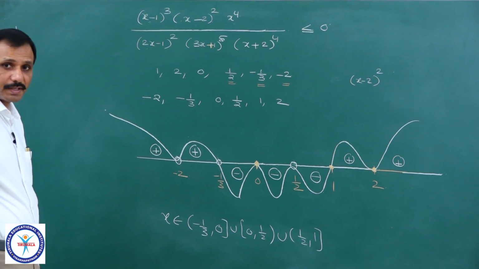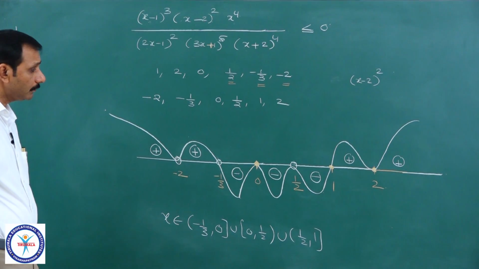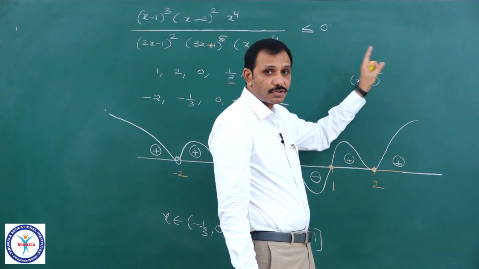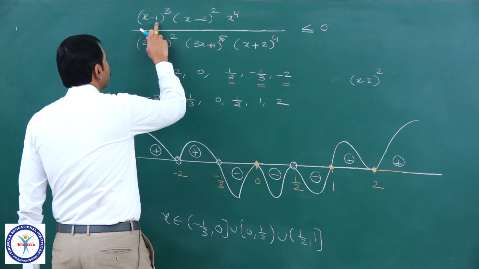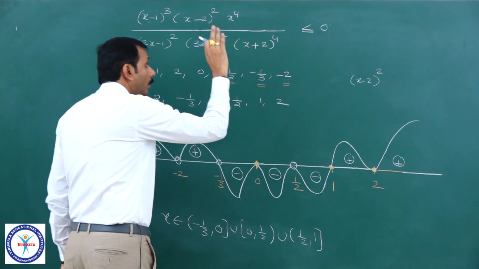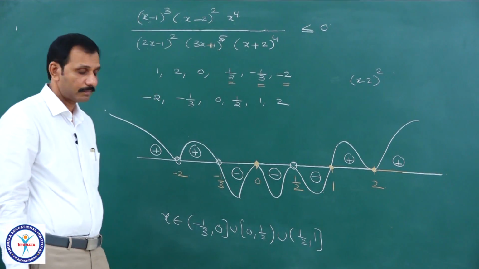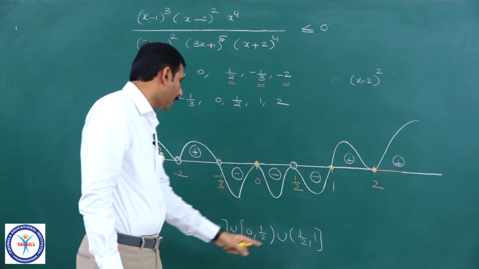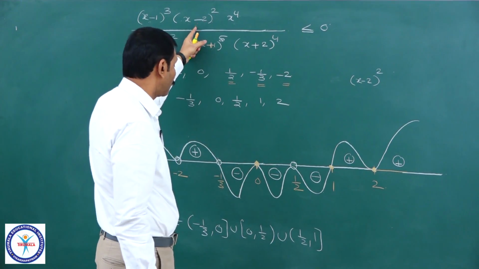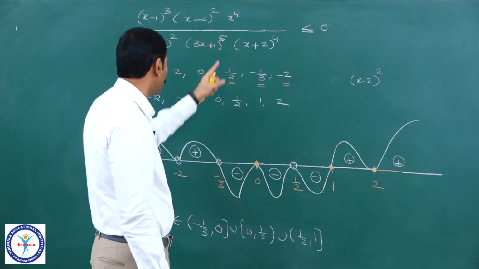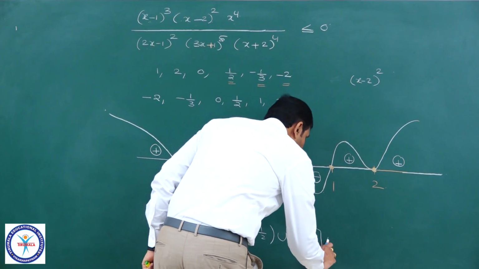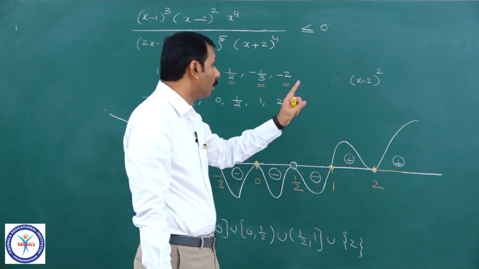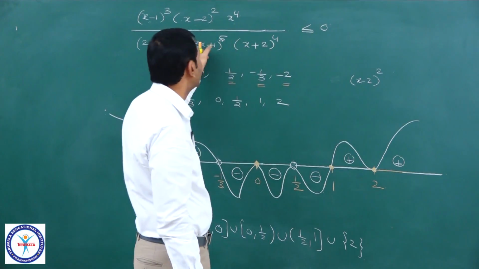Is it the complete solution? Check it. Equal to 0 is also there. All zeros of the numerator are solutions of that inequality. What are the zeros? 1. Yes, 1 is already included. Next 2 is not included, I have to include it. 0 is already included. Union set 2 I have to write, because 2 will be a solution of that inequality.